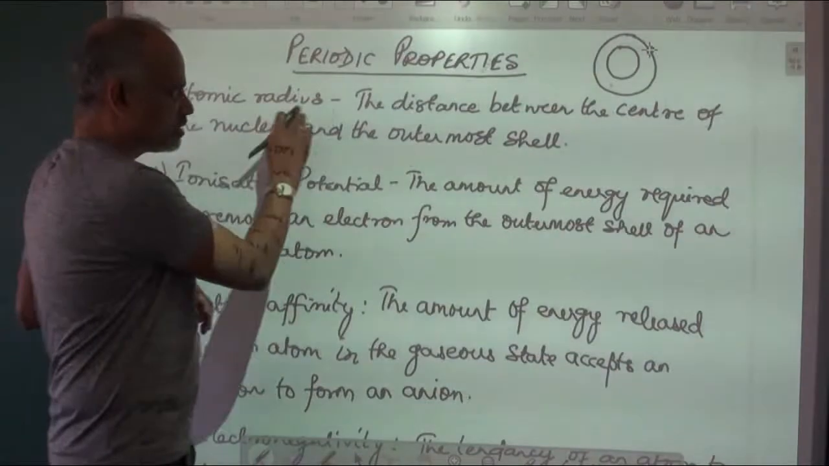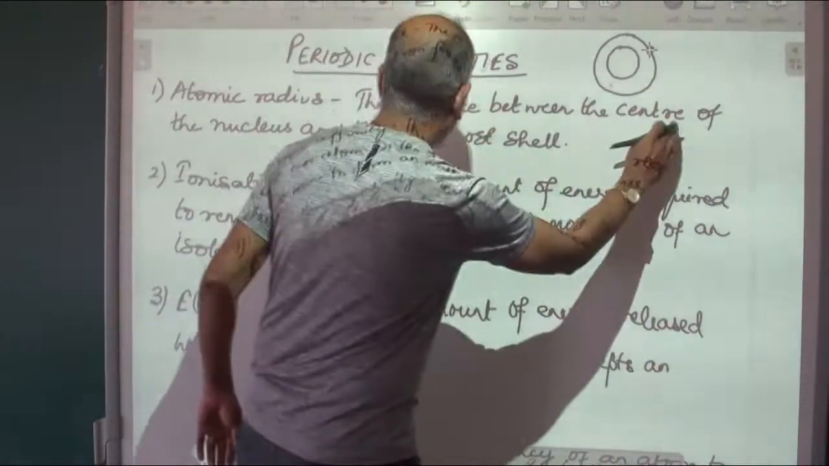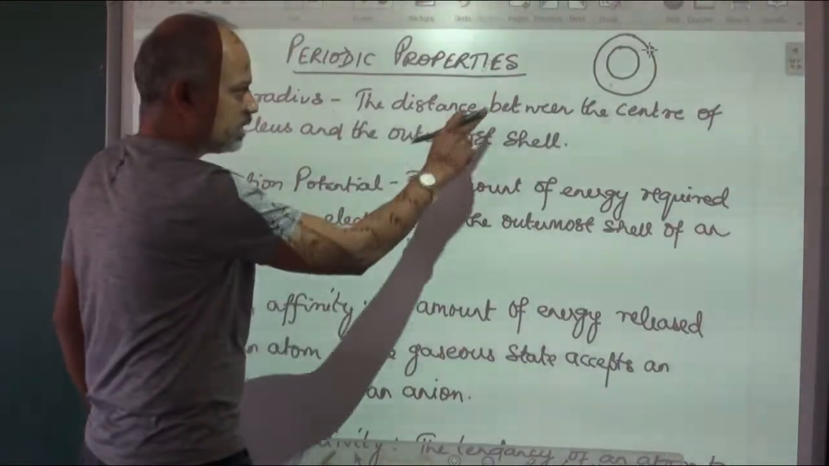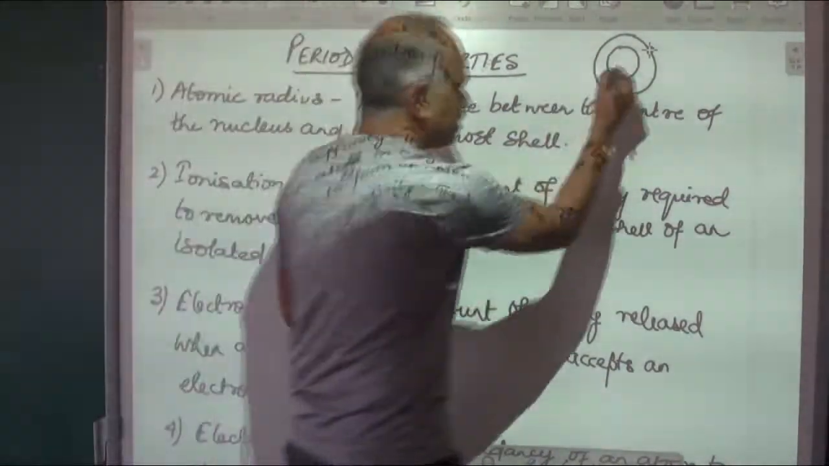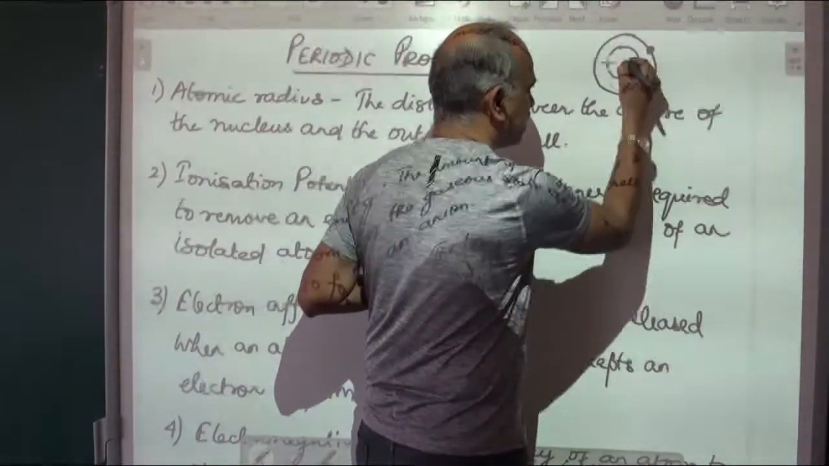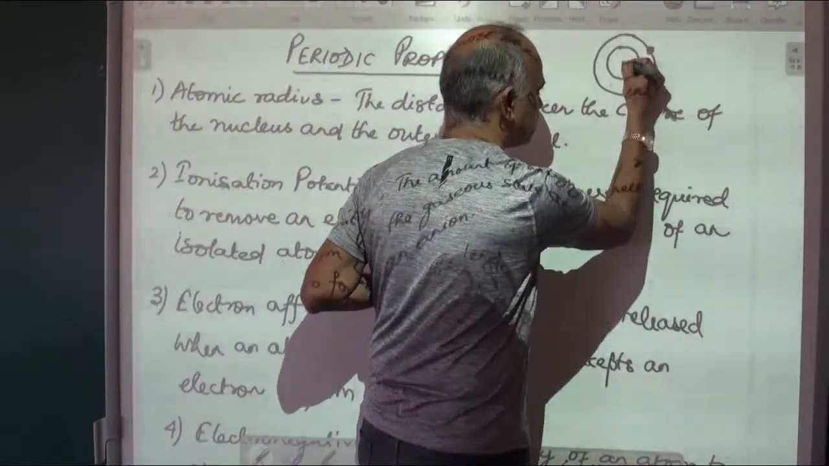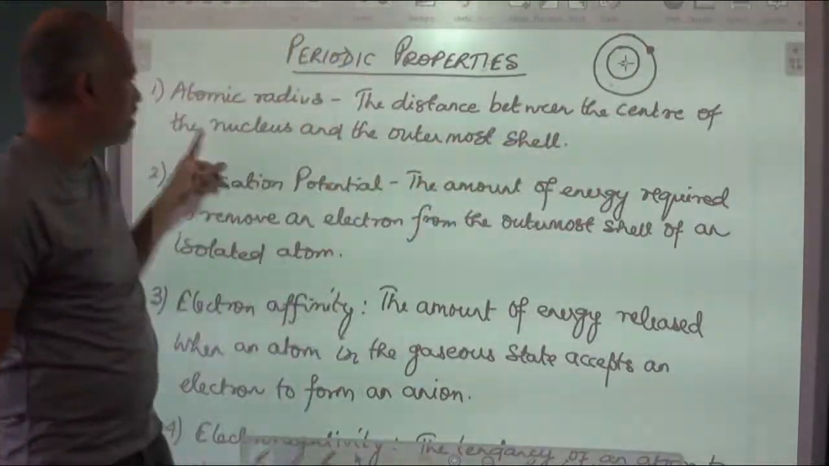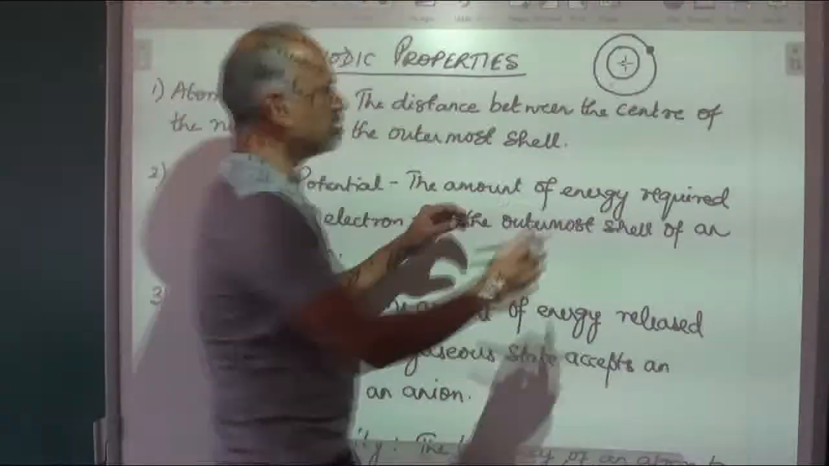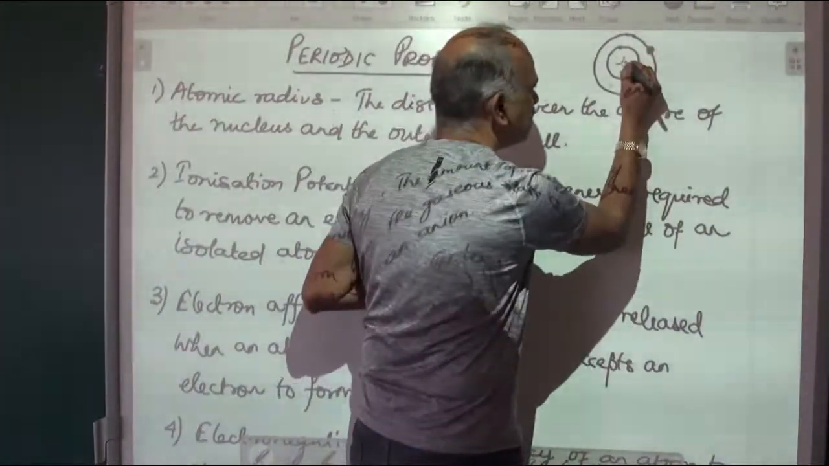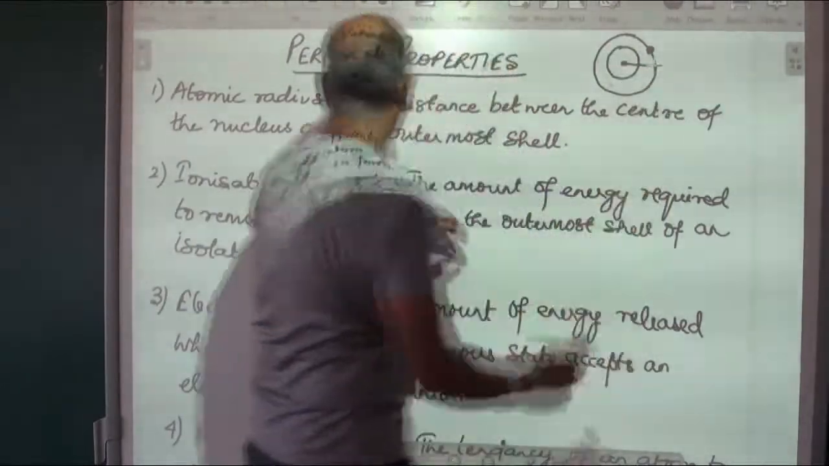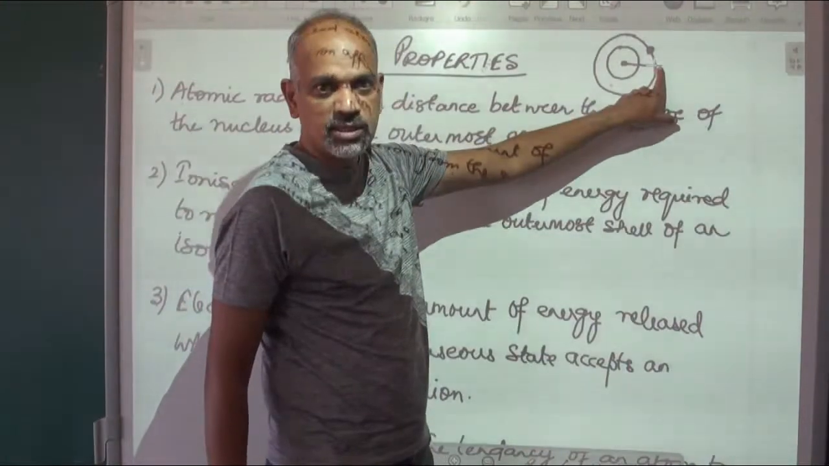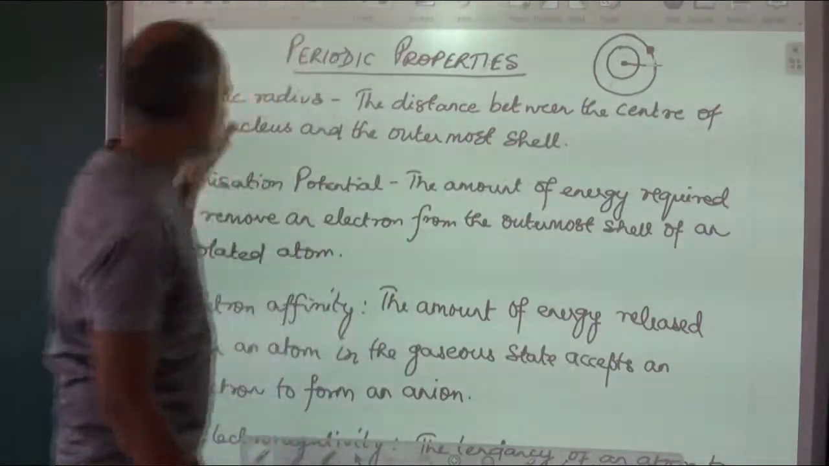The atomic radius is the distance between the center of the nucleus and the outermost shell. This is the nucleus, the middle one is the nucleus. From the center of the nucleus to the outermost shell, this distance is called the atomic radius. The distance from the center of the nucleus to the outermost shell is called the atomic radius.